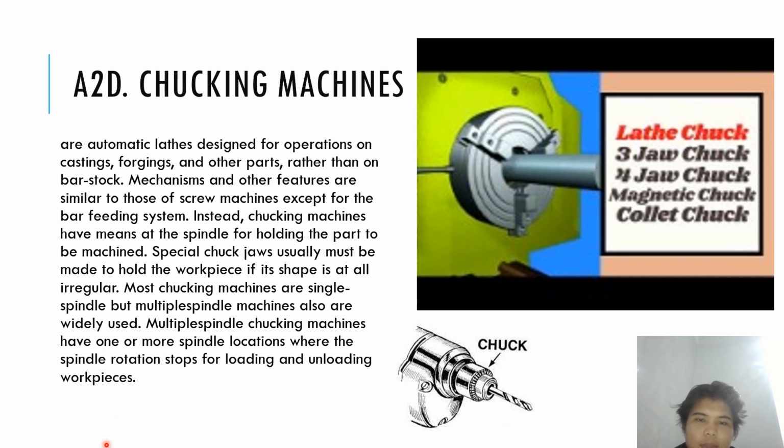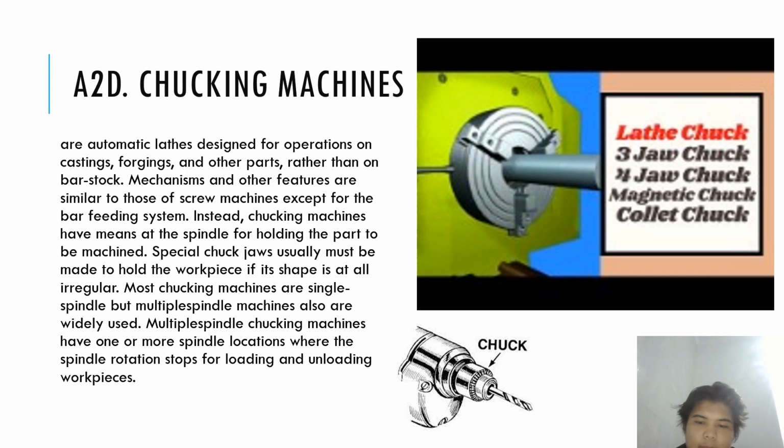Chucking machines. Chucking machines are automatic lathes designed for operation on castings, forgings, and other parts rather than bar stock. The mechanism and features are similar to those of screw machines, except for the bar feeding system. And this is the video that I have.